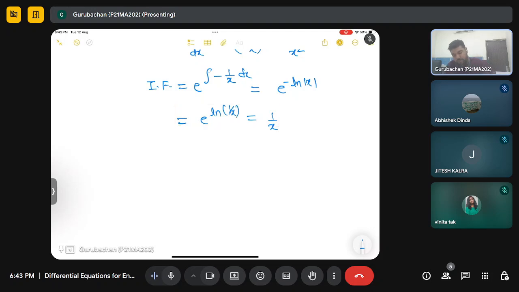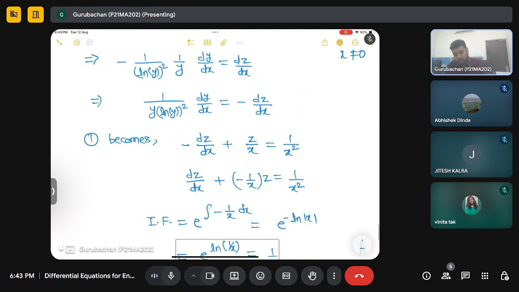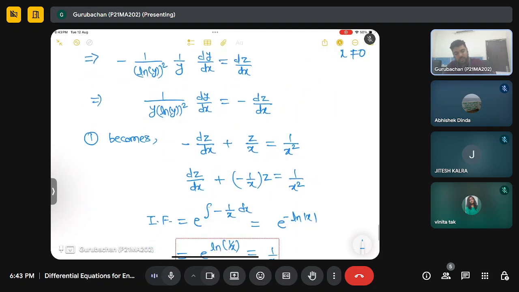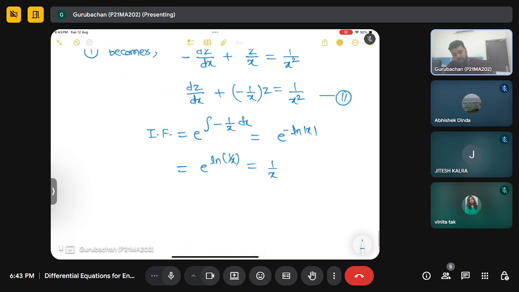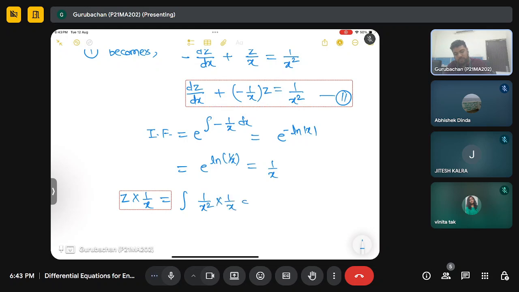Therefore, since we are solving equation number 2, the solution will be z into the integrating factor 1 by x equal to the integration of Q(x), that is minus 1 by x square, into the integrating factor 1 by x.